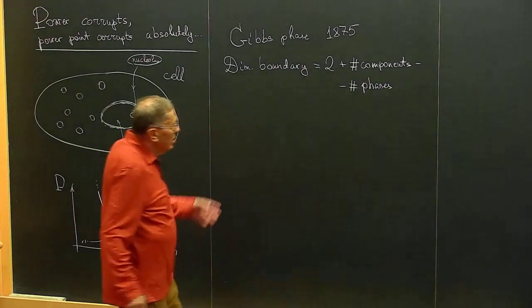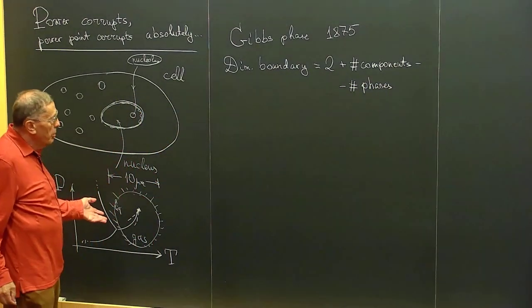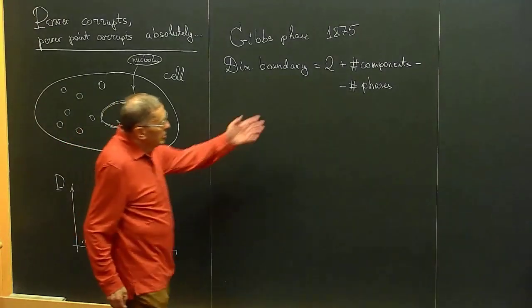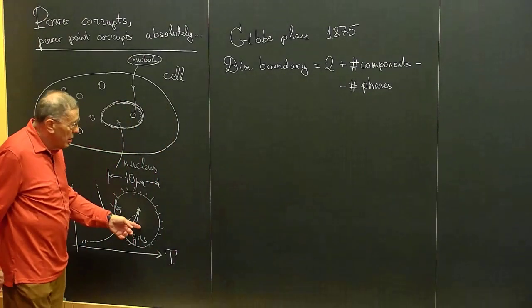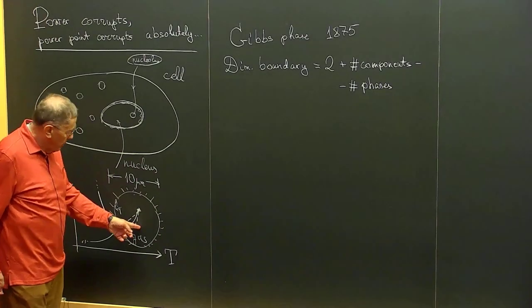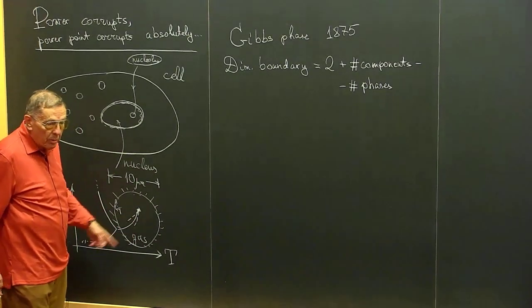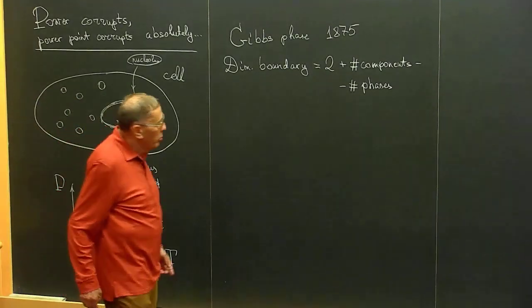So of course, in this case, there is only one component, water. So it's 3 minus, let's say, 2 phases, liquid and gas, coexisting. And so the dimension of the boundary is 1. This is how it works.